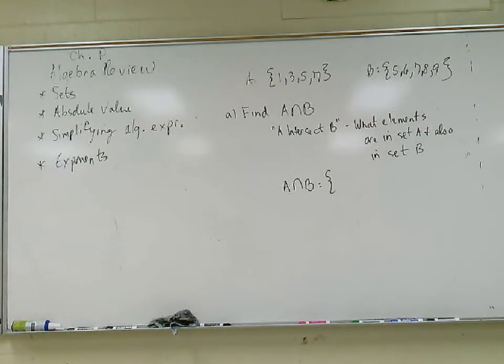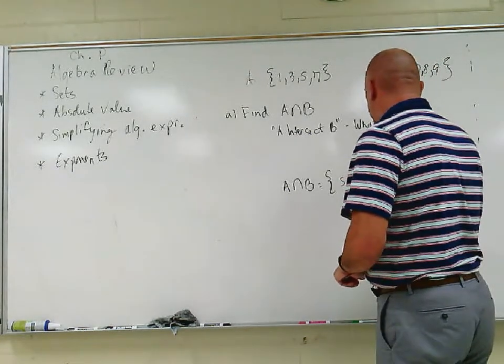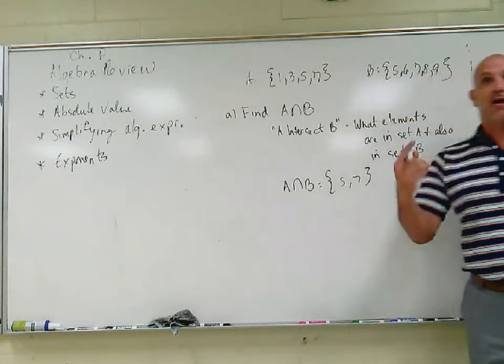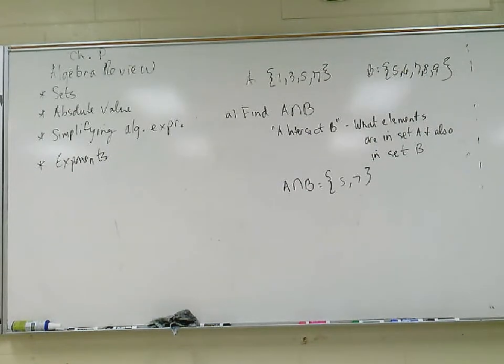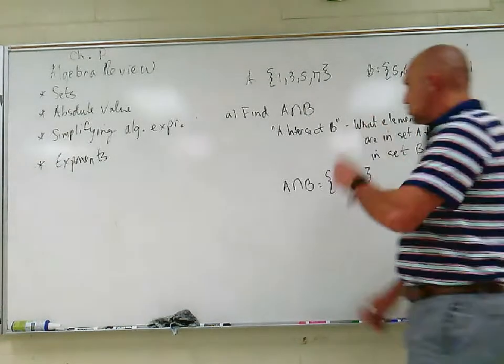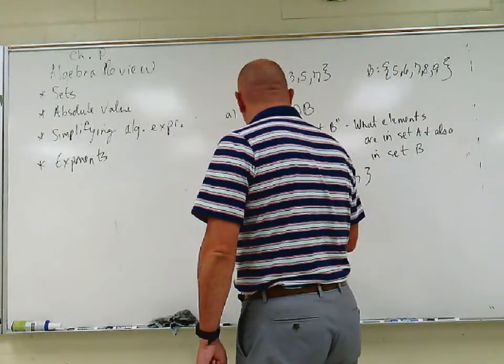Just take a second to answer it. And what would you say? 5 and 7. That's the answer. 5 and 7 are in A and also in set B. They have to be in both. Makes sense? So that's intersect.